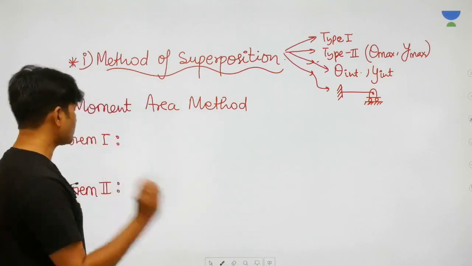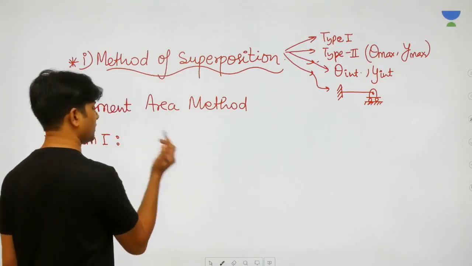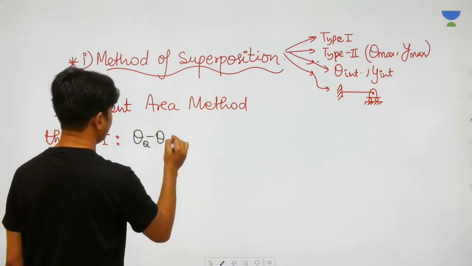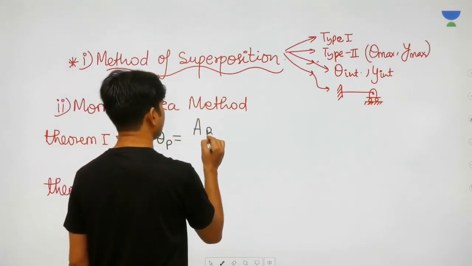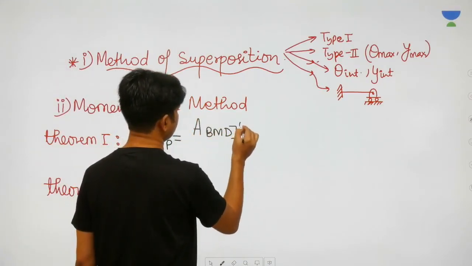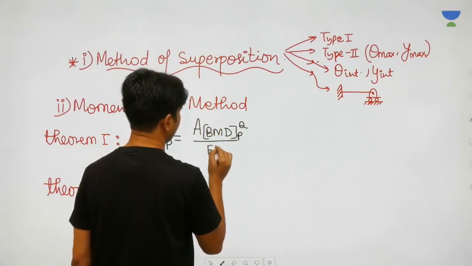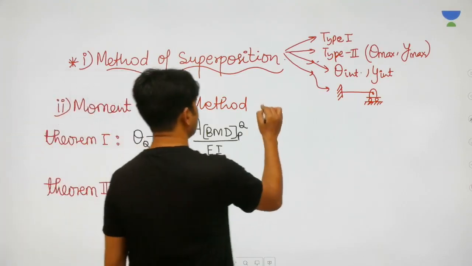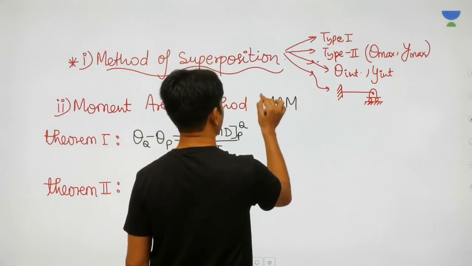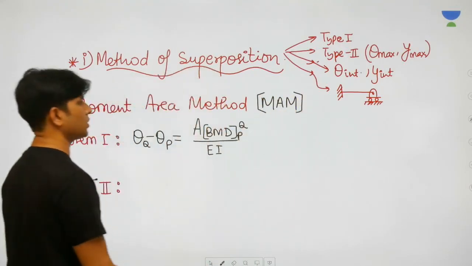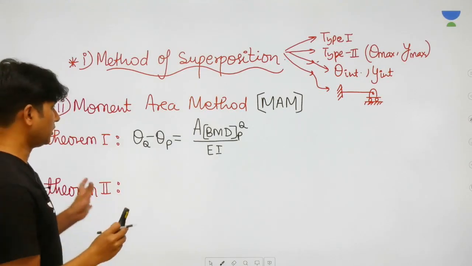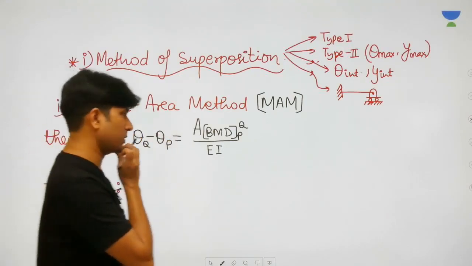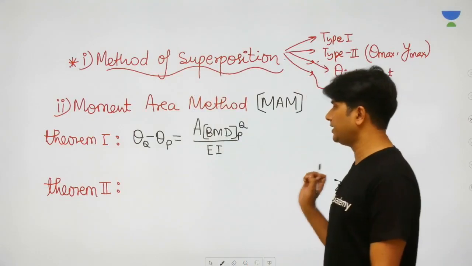Theorem 1 says that if you have 2 points P and Q on the beam, then the slope difference between Q and P is going to be equal to the area under the bending moment diagram between these 2 points P and Q, divided by EI. This is theorem 1 of the moment area method, and in short I'll call it MAM. So MAM is going to help you a lot in certain kinds of problems. Theta Q minus theta P is equal to the area under the bending moment diagram between P and Q divided by EI.